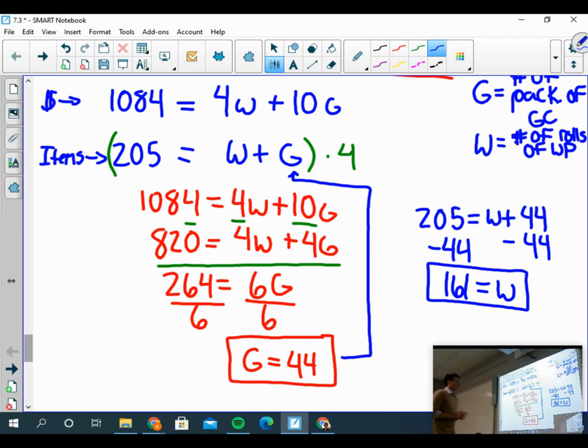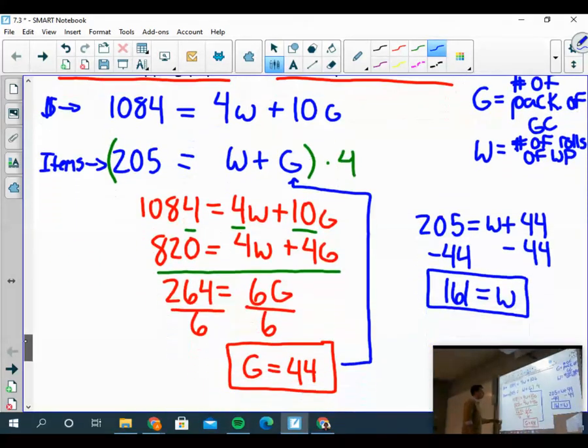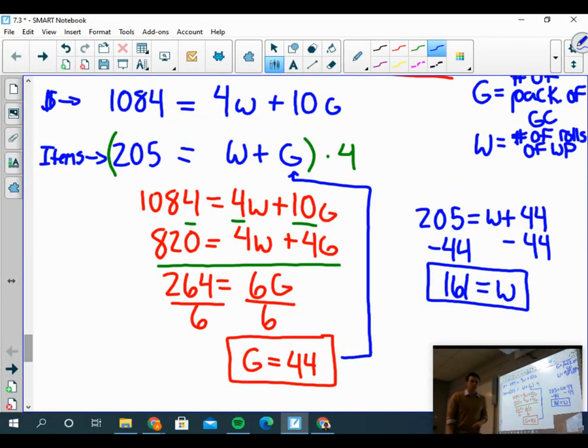Okay? So again, similar process. We just had the additional step of setting up the problem here to find out how many rolls of wrapping paper and how many packages of greeting cards are sold if we make $1,084 and we sell 205 items. So we multiplied the bottom equation by 4 so that we could eliminate the W variable. Once we eliminated that, we quickly found that we need to sell 44 packages of the greeting cards. And that led us to the conclusion that in turn, we need to sell 161 rolls of wrapping paper as well.